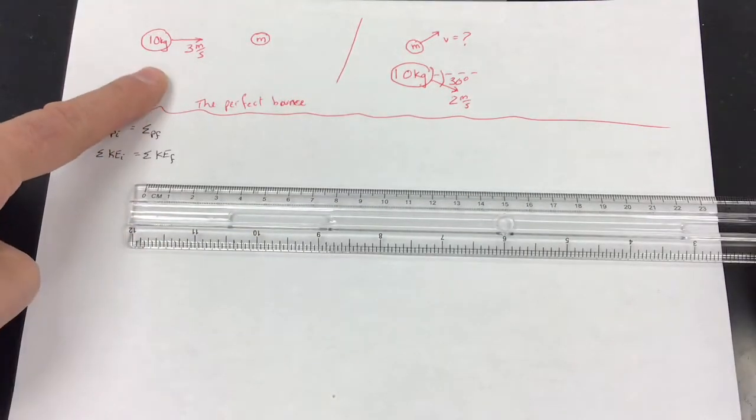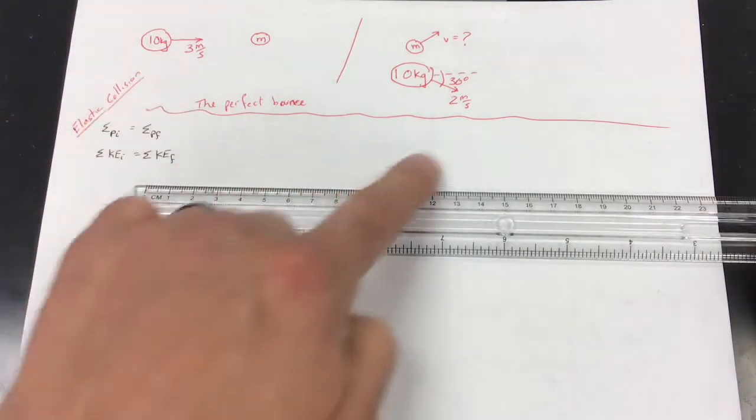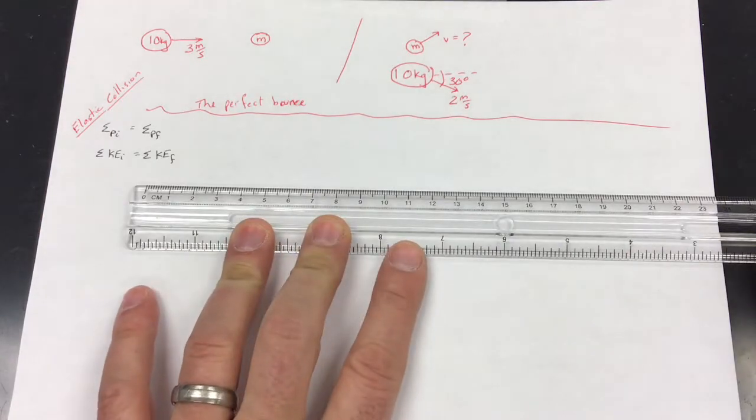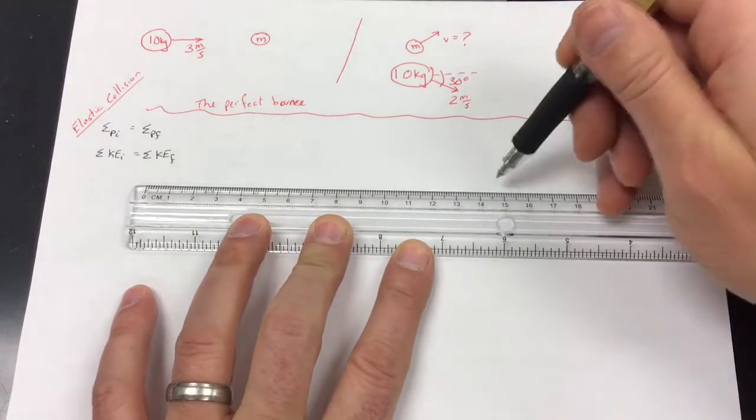So I know that the total momentum of this, that 30 kilogram meters per second, is going to be equal to the sum of those two. So I can draw this. I'm going to make it 15 centimeters long exactly.